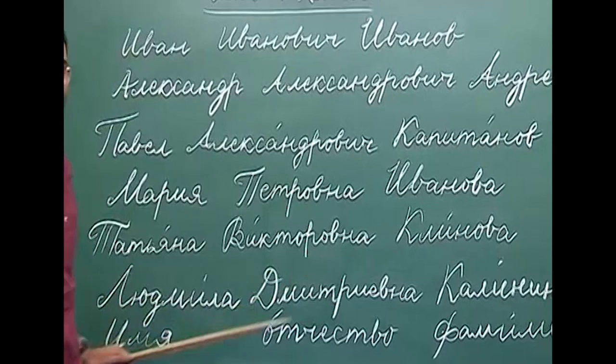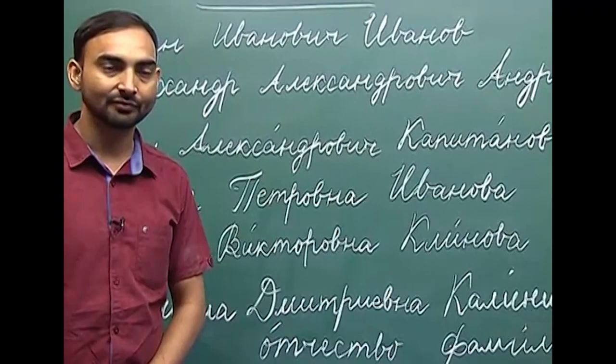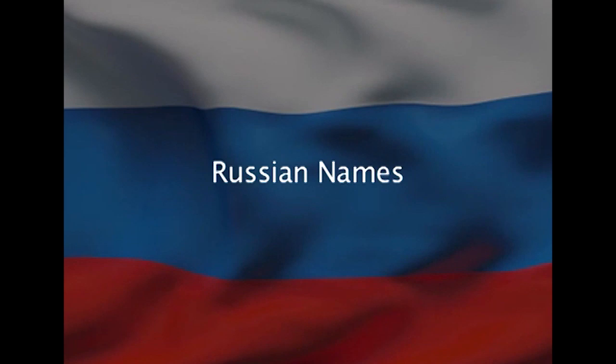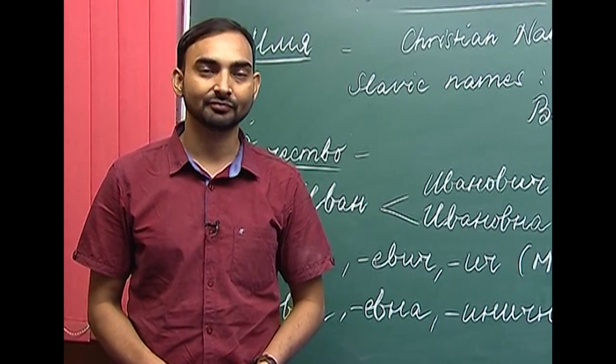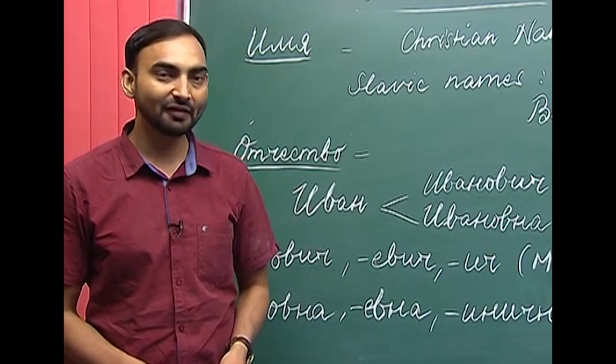So, the first one is the given name or the first name. The second one is derived from your father's name. And the third component is your surname. So, as you can see, each Russian name consists of three parts. Now we will discuss each of those parts separately. We have already seen that there are three components in a Russian name: imya, which is a given name, otchestvo, which is a patronymic, and familia, which is the surname. We will now look at each one of them separately.